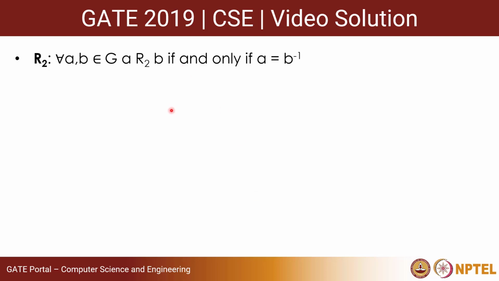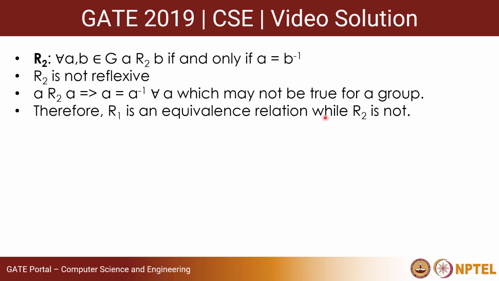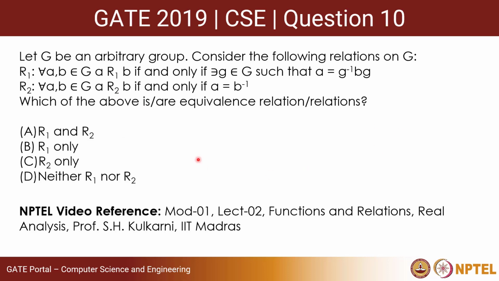Let's look at R2. R2 says for all a, b belonging to G, a R2 b if and only if a is equal to b inverse. R2 is not reflexive. Let us see how. Reflexive meaning a R2 a, that is a equal to a inverse, for all a. It may not be true for a group. Therefore, R1 is an equivalence relation while R2 is not. So the correct answer to this question is option B, R1 only. So I hope you all get it. Thank you.